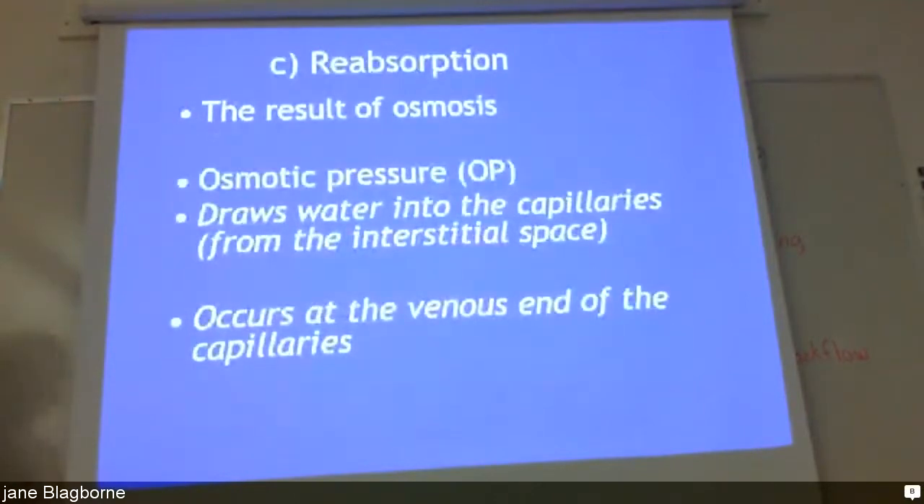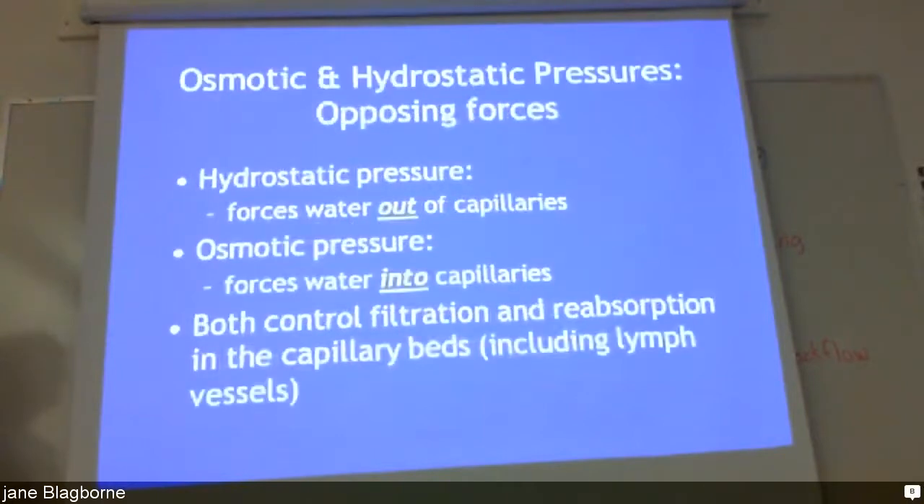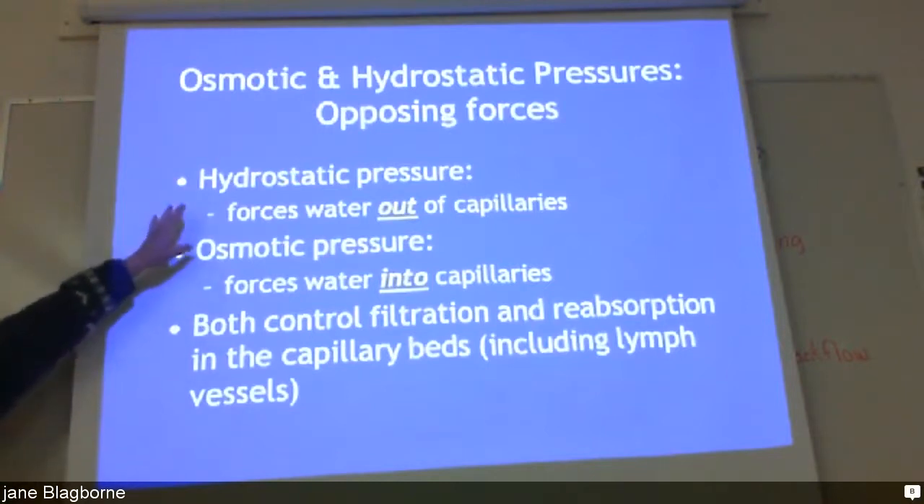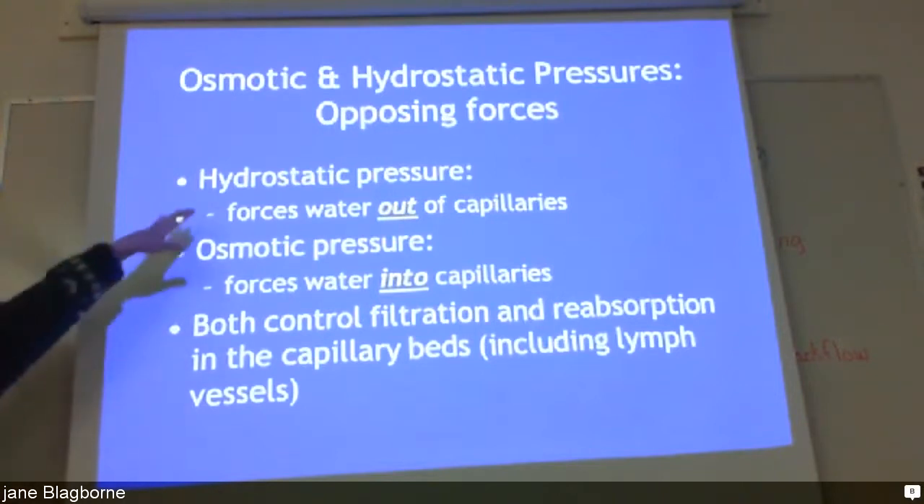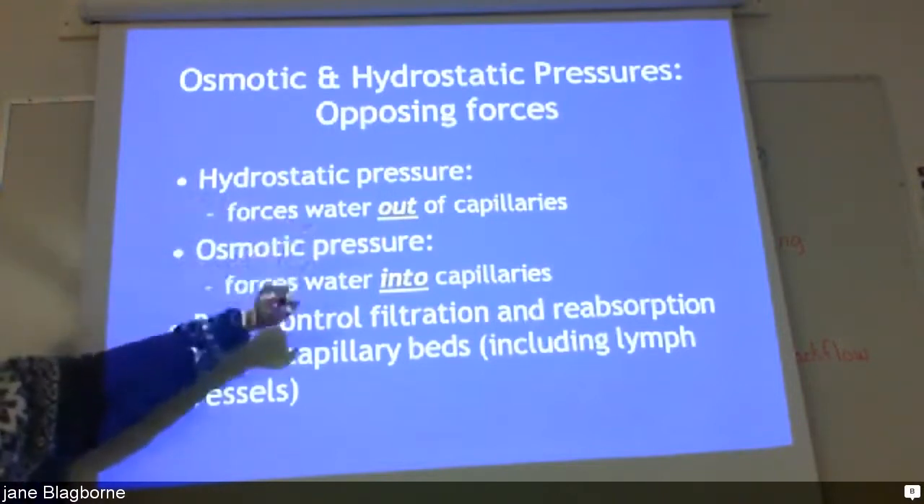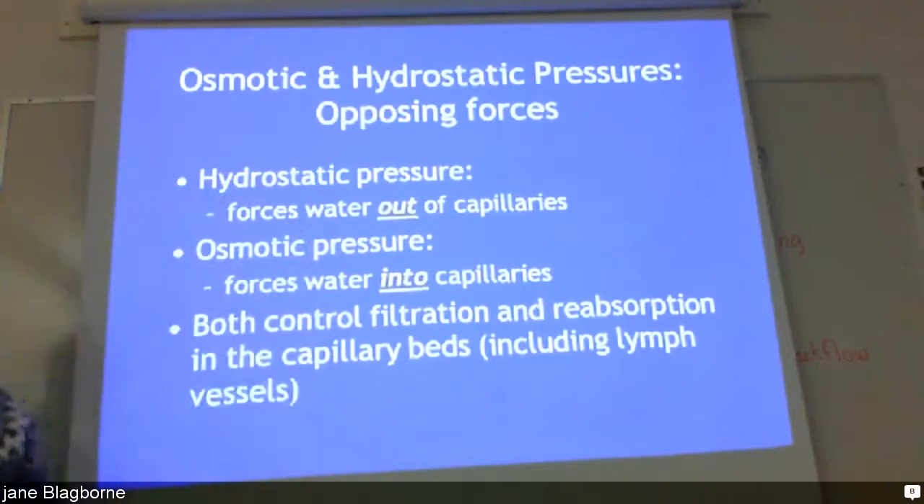Filtration and reabsorption. Hydrostatic pressure. Did that too? No, I think so. You think so? Okay. It's just that hydrostatic pressure forces the water out and osmotic pressure forces the water in. So that's kind of a simple way to put it.